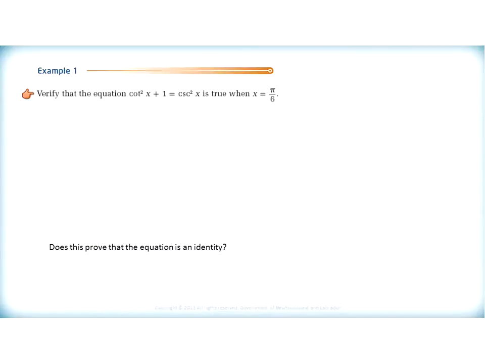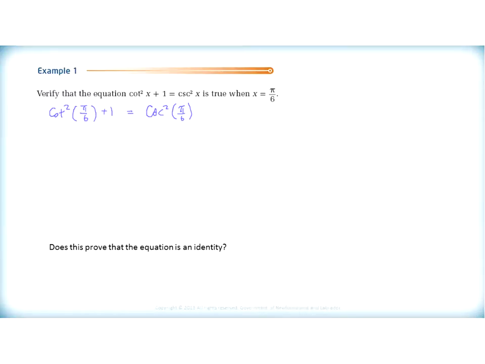We're going to have a look at taking an example now. We're going to try and verify that an equation is true for a specific value of x. So, as an example, cotan squared x plus 1 equals cosecant squared x. Let's verify that this equation is true for this particular value of x. So all we need to do is simply find the cotan squared of pi over 6 plus 1, and we're trying to show that that's equal to cosecant squared of pi over 6.